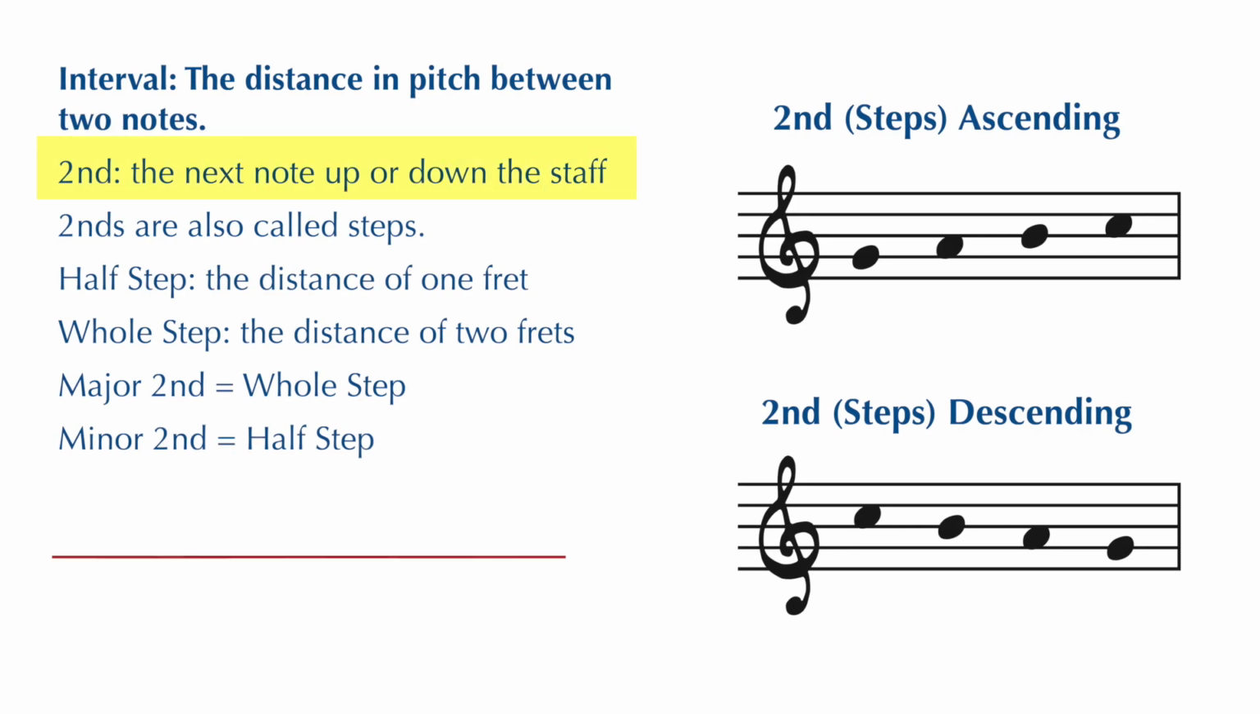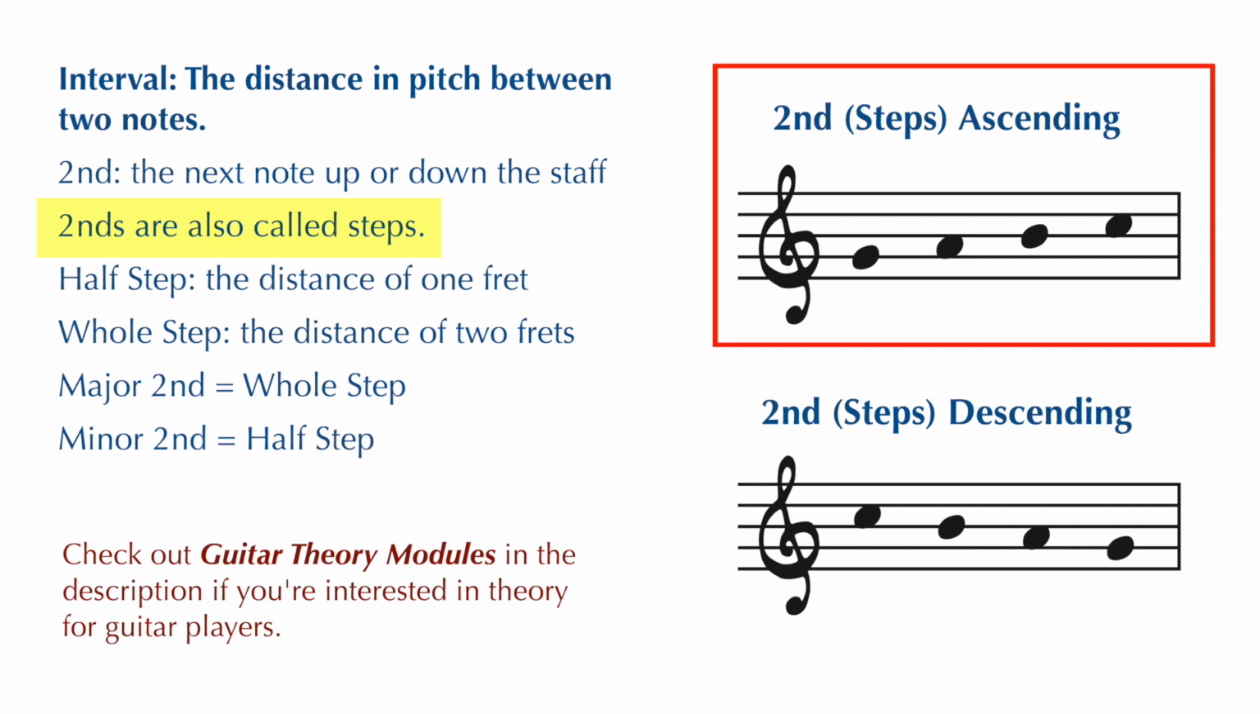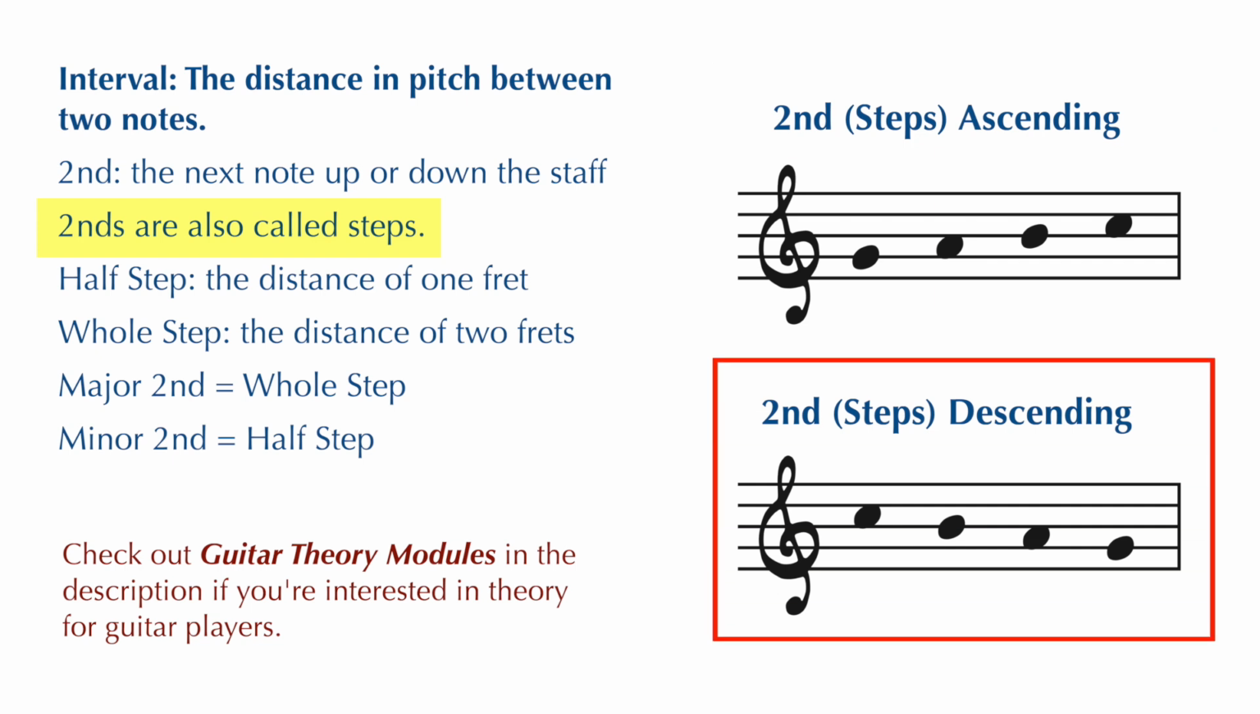In standard music notation, the interval of a second is simply the next note up or down the music staff. Seconds are also called steps. These are steps up, and these are steps down.